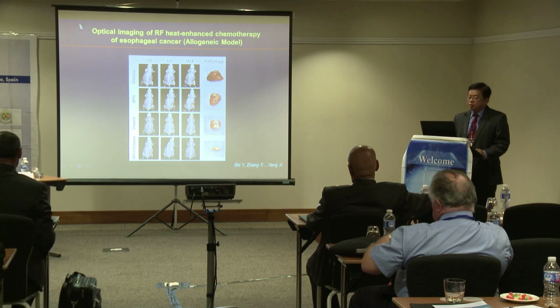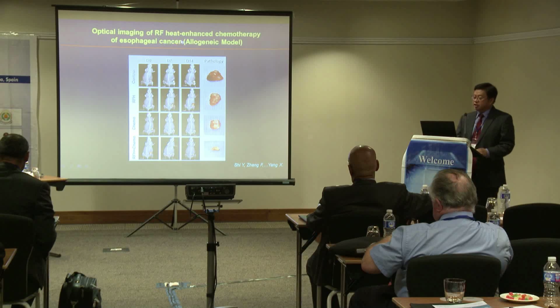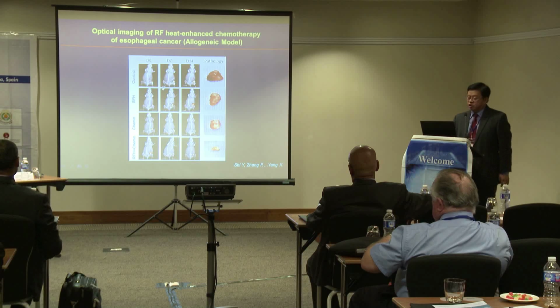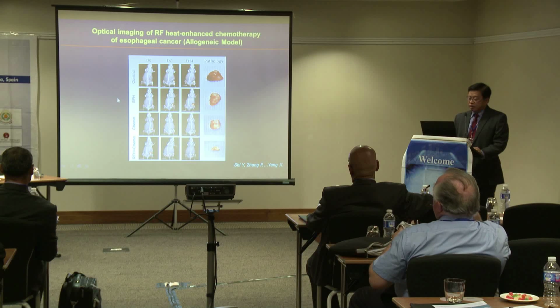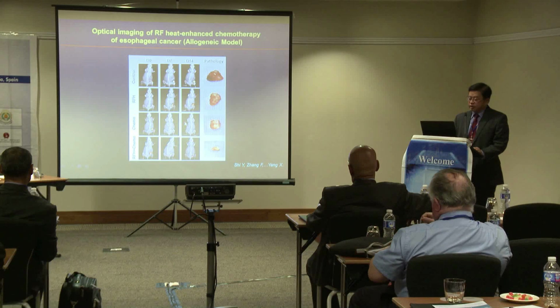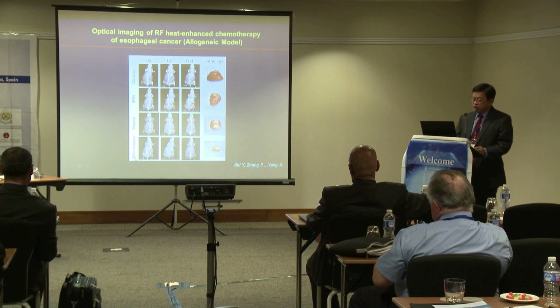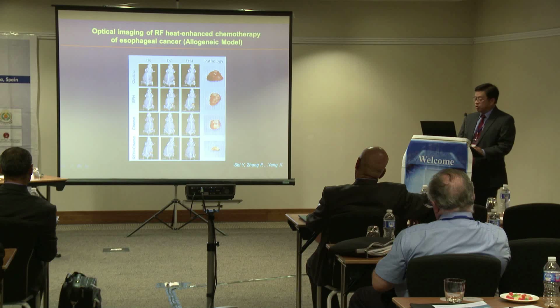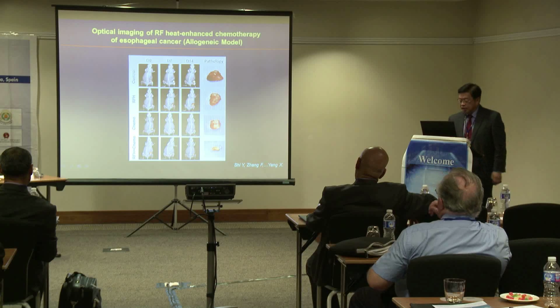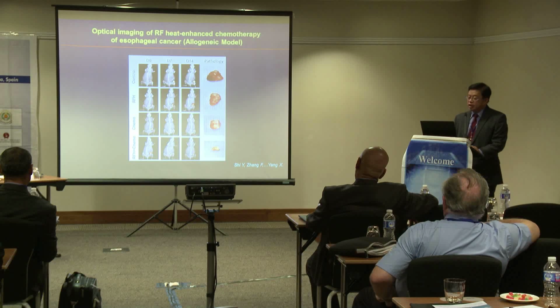Here's one example of optical imaging of radiofrequency heat enhanced chemotherapy of esophageal cancers. Here we have different groups: the control, the RF heat only, the chemotherapy only group, and here is the combination therapy with radiofrequency enhanced chemotherapy. We can see at even day 14 of the treatment, both signals and size become smaller in this group, which is confirmed by the pathology. Of course, in this case we use an allogenic model.